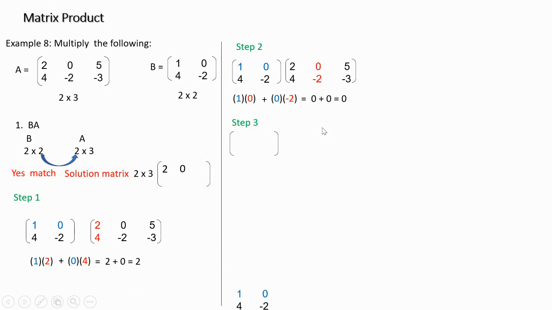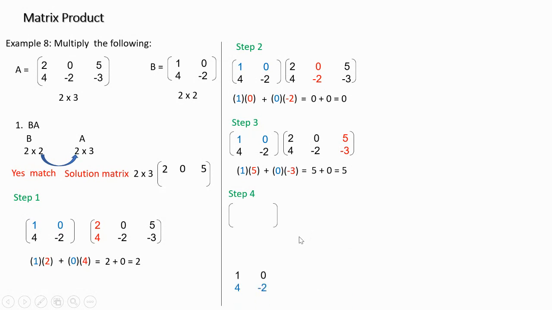Step 3. I'm going to multiply again the 1, 0, but now times the last column, which is in red. So 1 times 5 plus 0 times negative 3 is going to give us 5 plus 0. The answer is 5. So that's my third entry on the first row. Now, since we're done with our first row times every column, now we do the second row. And that's why the second row is now in blue.